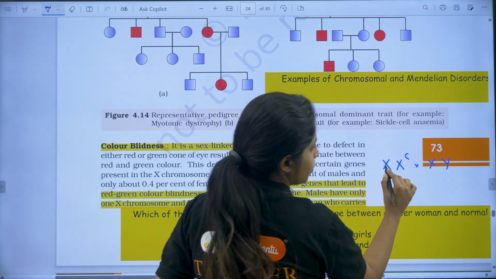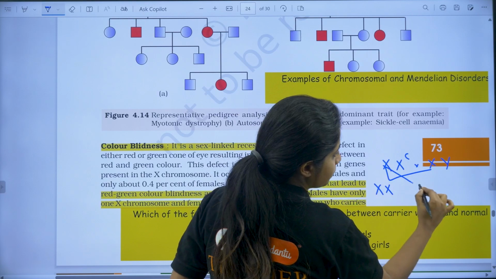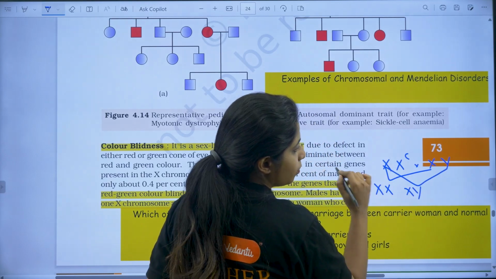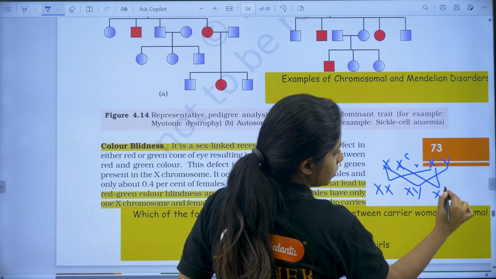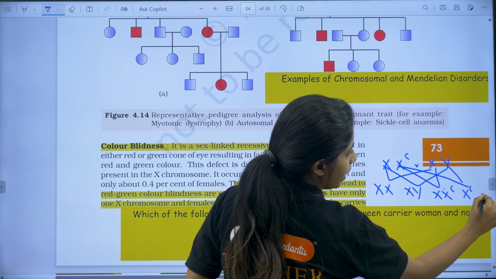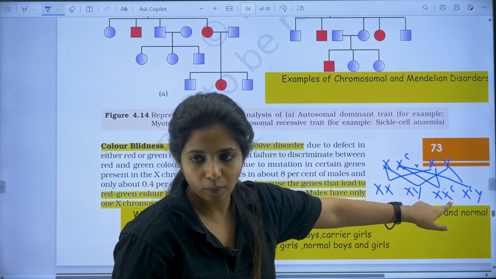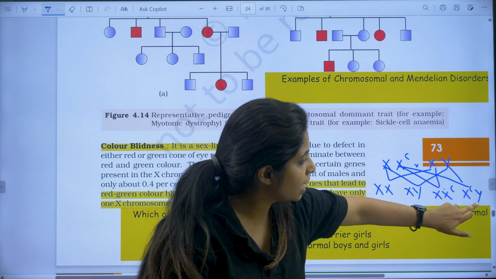I can show you. If you cross this with this, you get XX, a normal female, okay. XY, a normal male. A carrier female is there, and an affected male is there. This is a carrier female. Why? Because one is there to normalize it. Over here there is none. So this is an affected male.